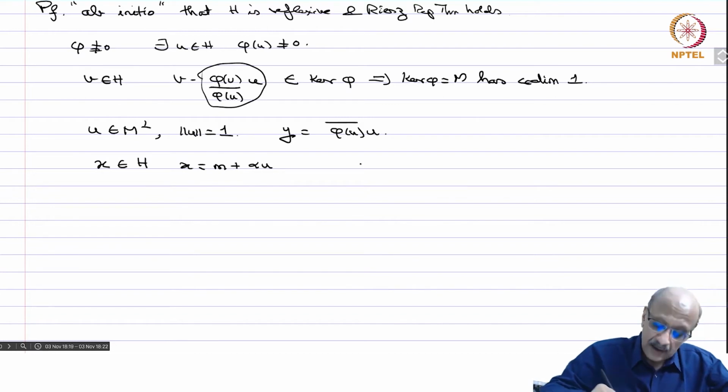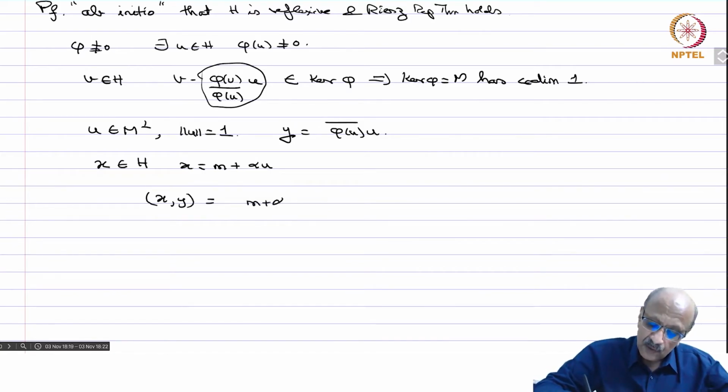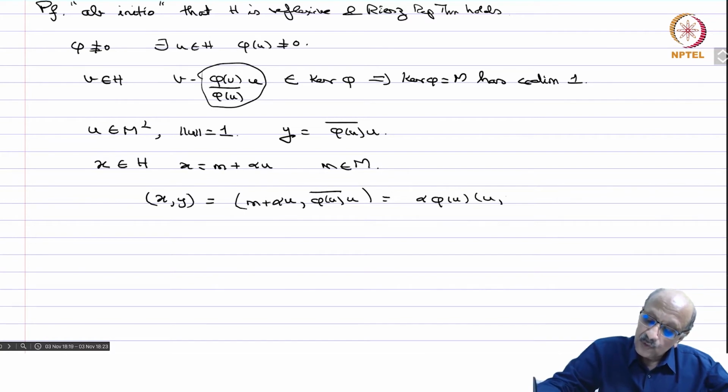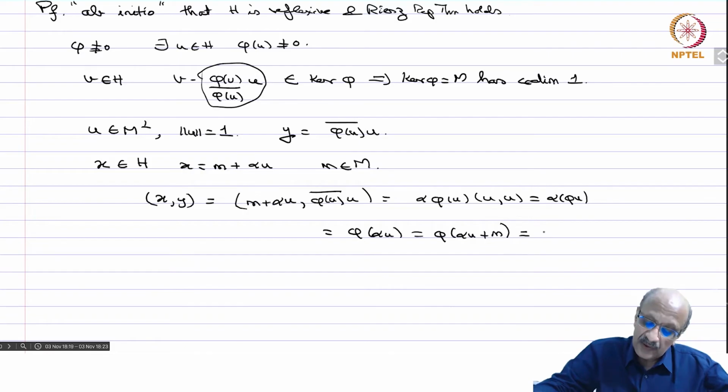So now let us take the inner product of x and y. This is equal to the inner product of m plus alpha u with y, which is phi u bar u. Now m and u are orthogonal because u is in m perp and m is in M. Therefore that is 0. So you get alpha times phi u bar, which will come out as phi u, times the inner product of u with u, which is equal to alpha times phi u, which is phi of alpha u, which is also phi of alpha u plus m, because m is in the kernel and I can add it, and that is precisely phi of x. So there always exists such a y.